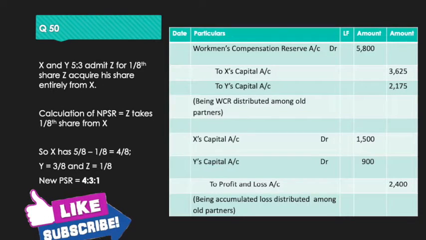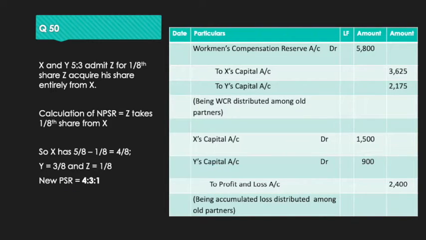Today I will talk about question number 50 of the admission of partnership chapter. In this question we can see that X and Y are partners with a profit sharing ratio of 5:3. They admit Z for 1/8 share and Z acquires his entire share from X.